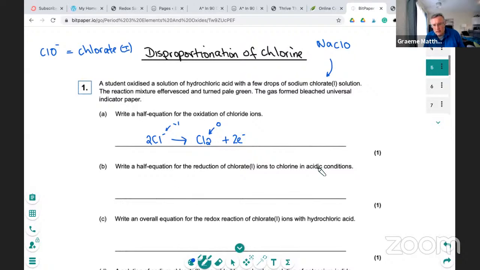So hold on. You've got Cl minus here. So you've got ClO minus here for the reduction, which means it's going to be gaining electrons, right? To chlorine in acidic solutions. And so on this one, then I've got my Cl2 like this.